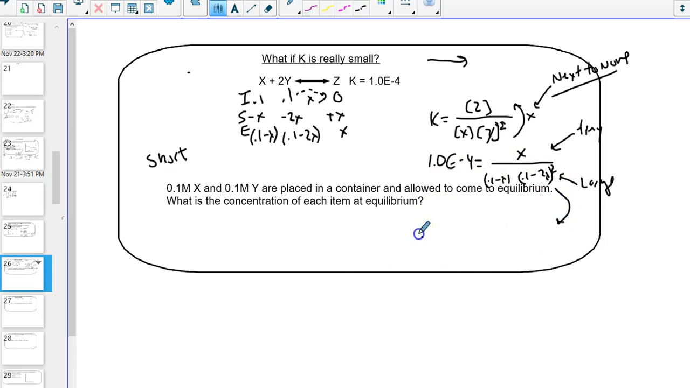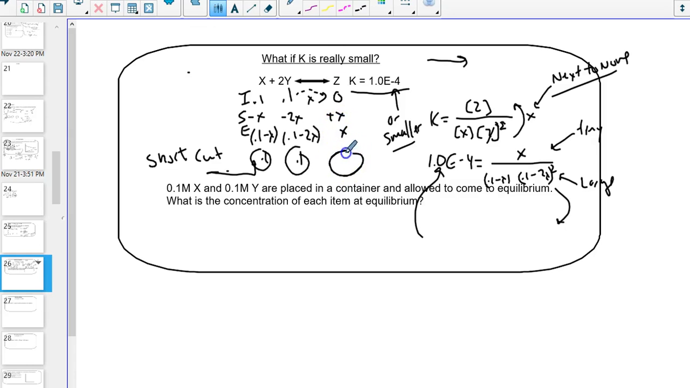And you'll find that if this number K is super small, if it is 10 to the negative fourth or smaller, you can use this shortcut rule. What we're saying here is that 0.1 minus this number is so small that for our intents and purposes, it's really just 0.1. And 0.1 minus 2x is really just 0.1. But all by itself, z, we still want to solve for this guy right here. It's not a subtraction or addition, it's just a lone item.